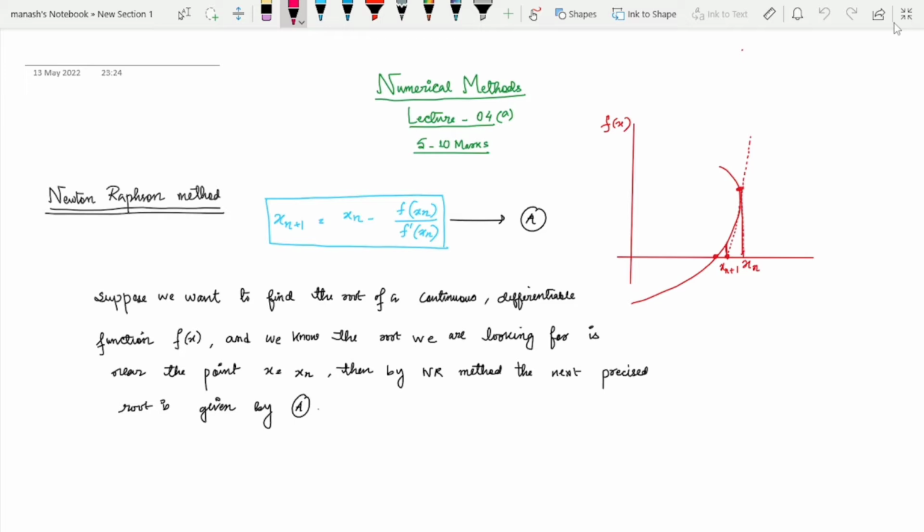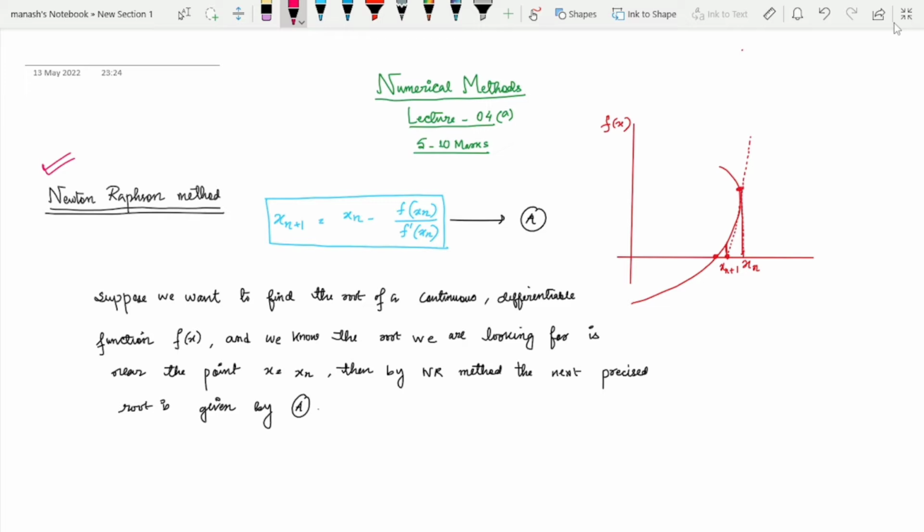And Newton-Raphson method is one of the most important topics that you have been learning since your MSc days, right? And this is one of the most important topics that is asked in the CSIR NET exam. So what is the use of Newton-Raphson method?